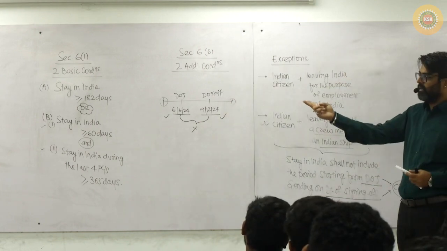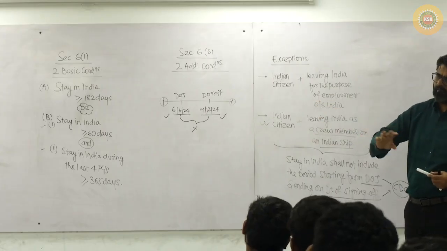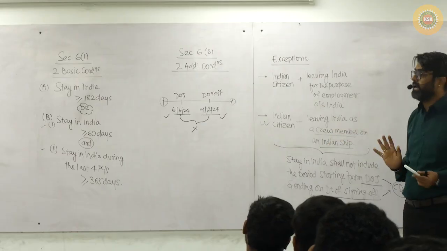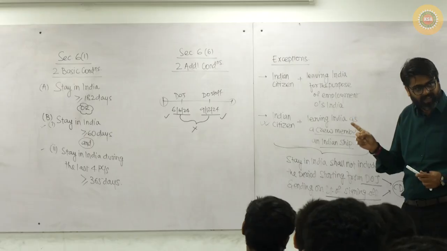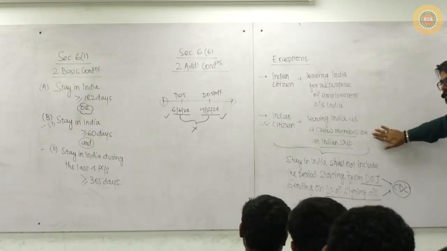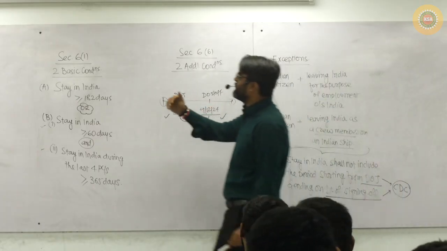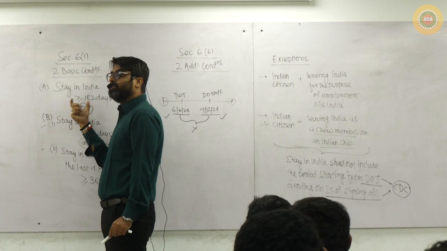Both these dates will come from the continuous discharge certificate, and that will always be given in the question. You just have to pick up those dates and count that period. Getting my point? Will you be able to calculate the number of days of stay in India in such a case? Everyone? So first exception, and this is the second exception. But when you are covered in the second exception, you will check only basic condition A. Stay in India should be 182 days or more.